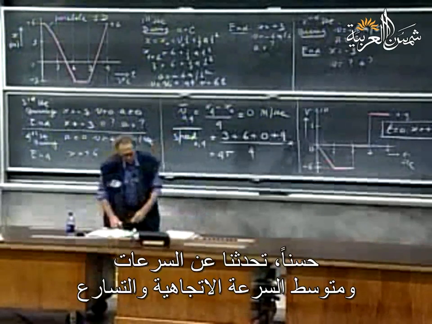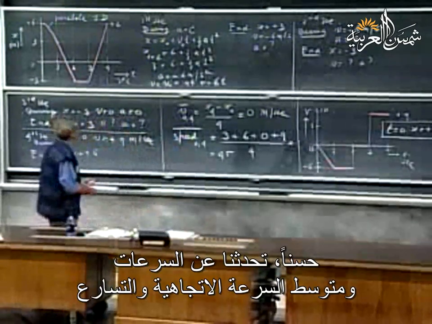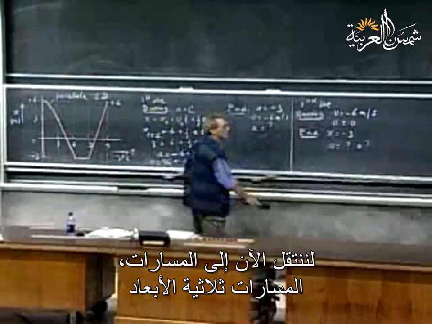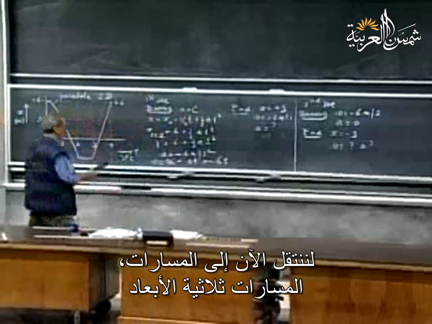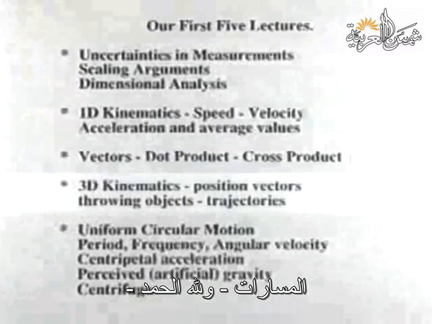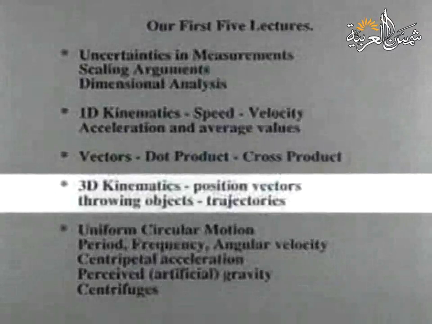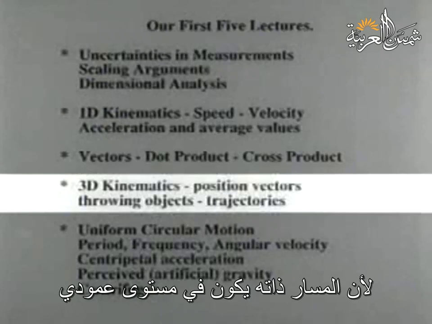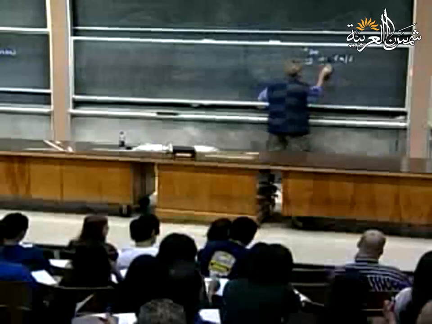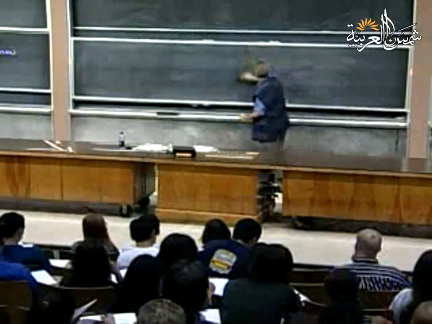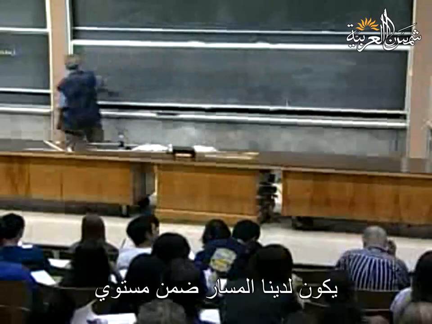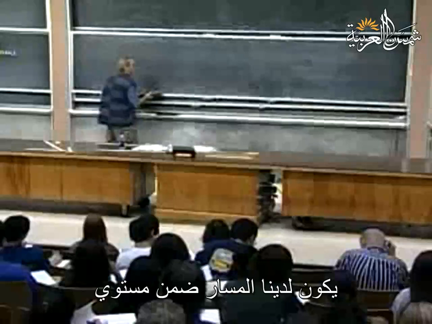All right, so far about speeds and average velocities and accelerations. Let's now go to trajectories. Trajectories, thank goodness, are almost never three-dimensional. They're always two-dimensional because the trajectory itself is in a vertical plane, and so we normally, when we throw up an object in a gravitational field, you have the trajectory in a plane.